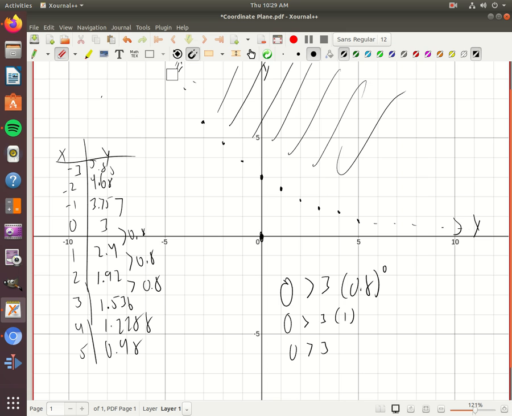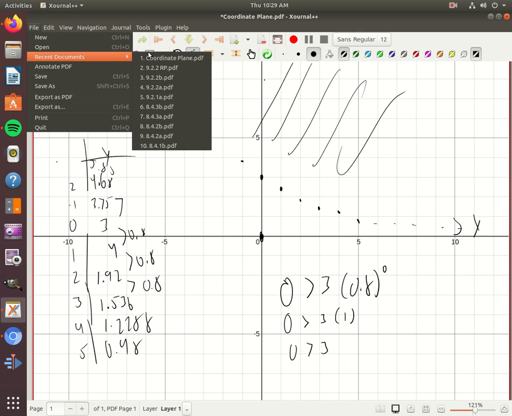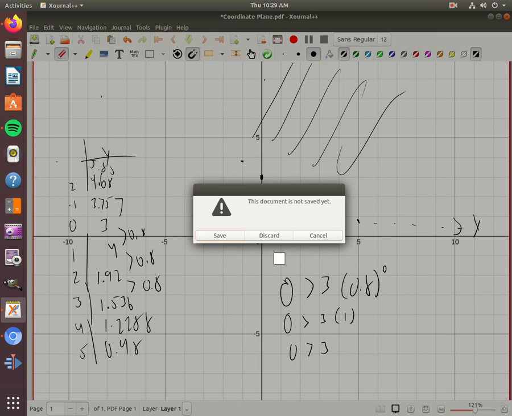That ended up, again, being a problem. Man, I think I'm just going to go to a new coordinate plane, honestly. I think it'll be a lot faster.